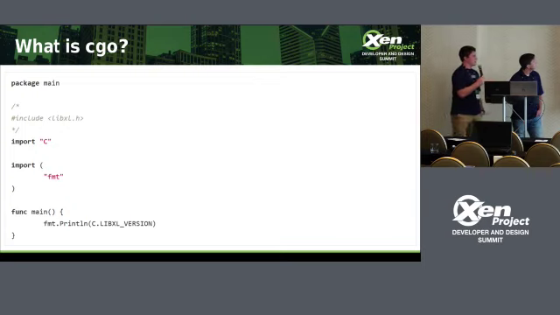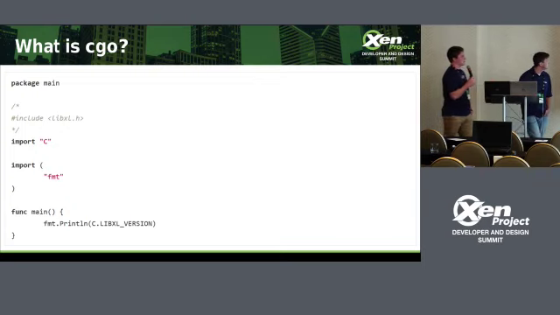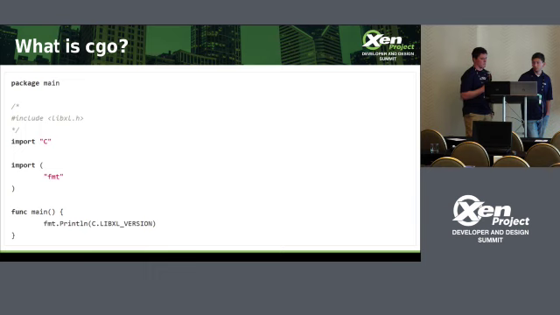So here's a very simple example of using cgo. You can see in the preamble, I just have the include for libxl headers, and so that allows my Go program to then see the libxl version constant. Go next one.